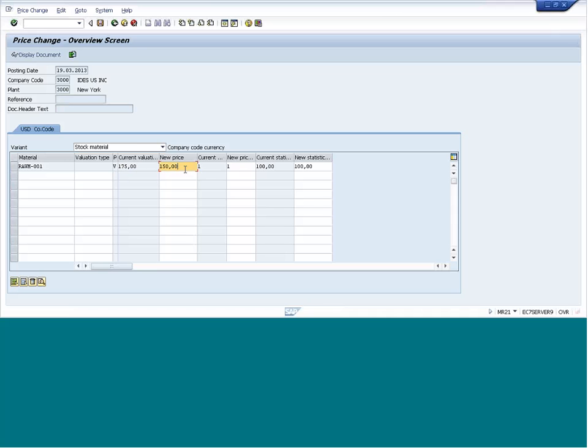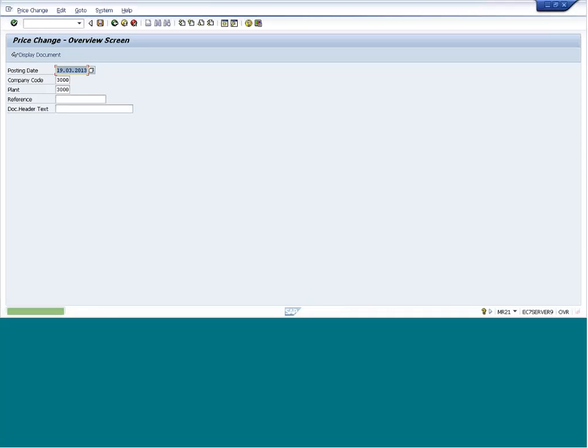Okay. So now Raghu, can you click on the drop down button on the variant stock material?